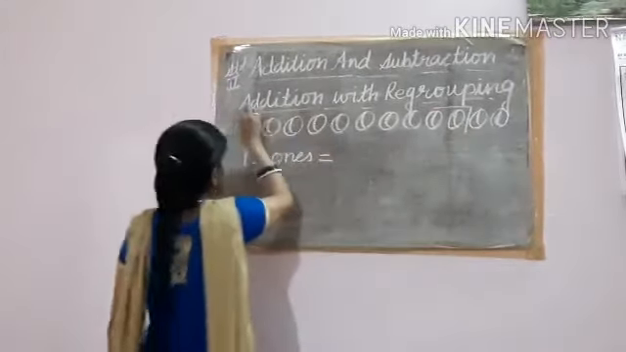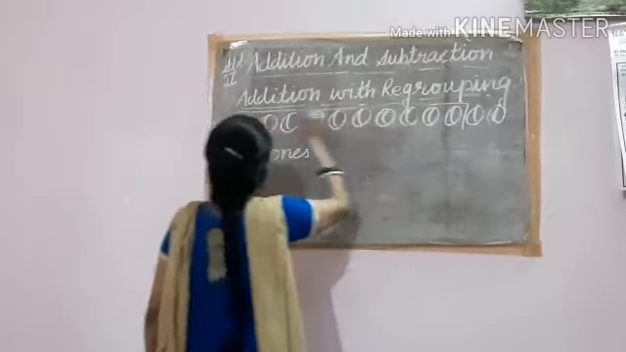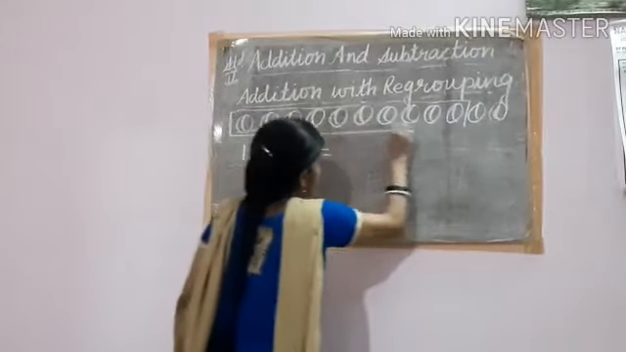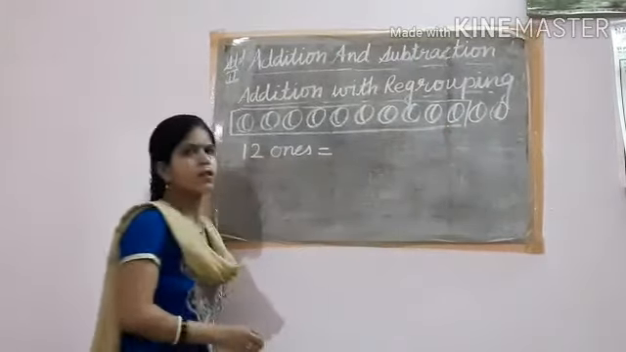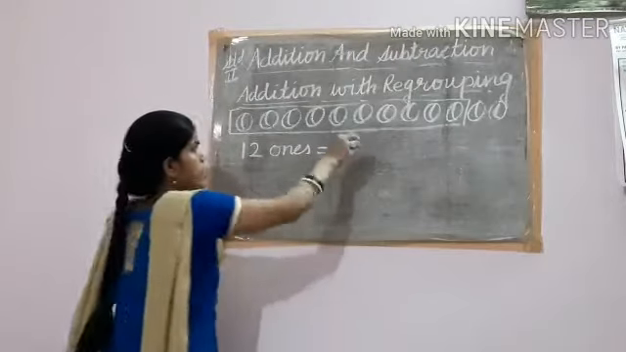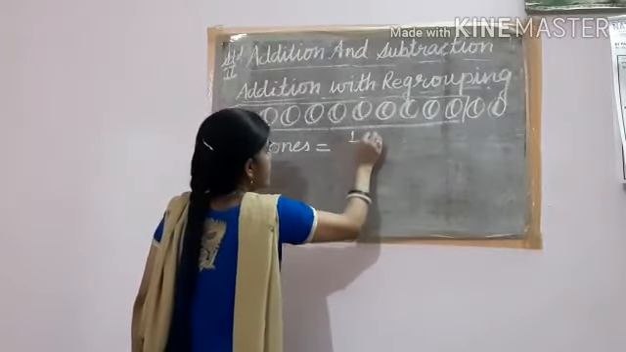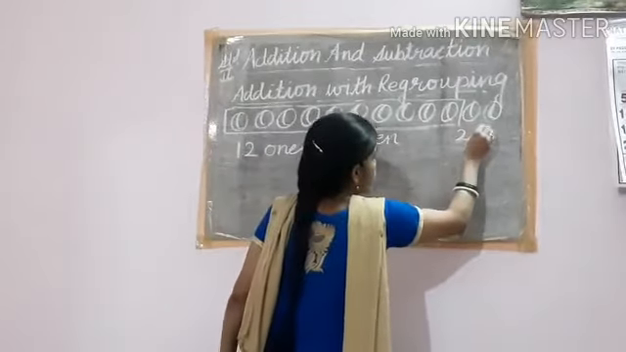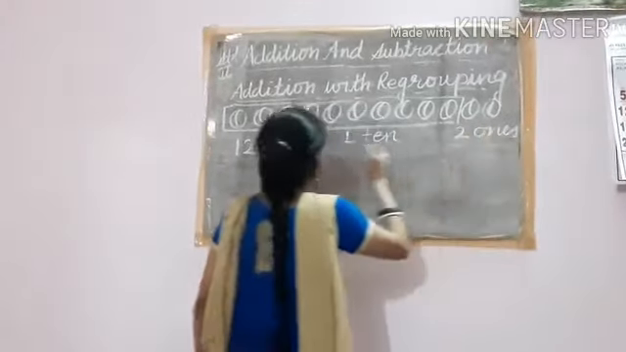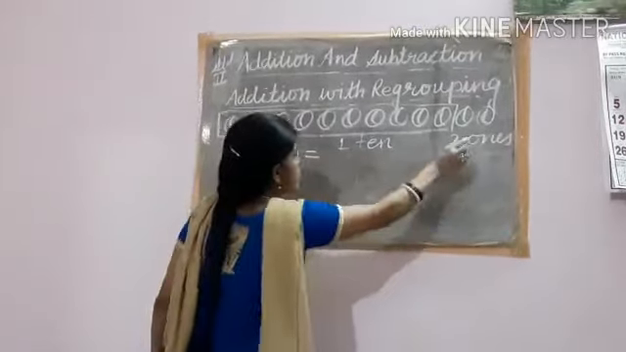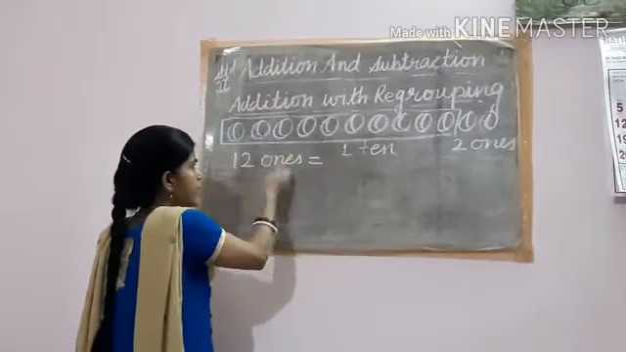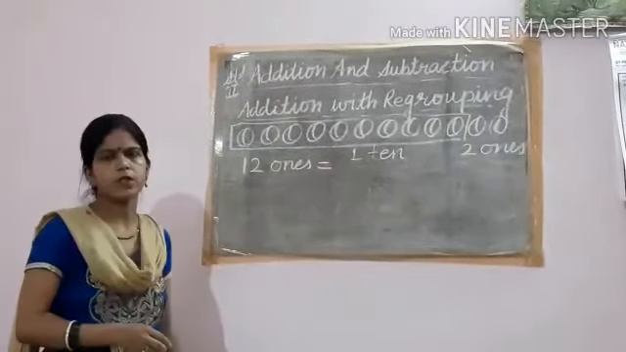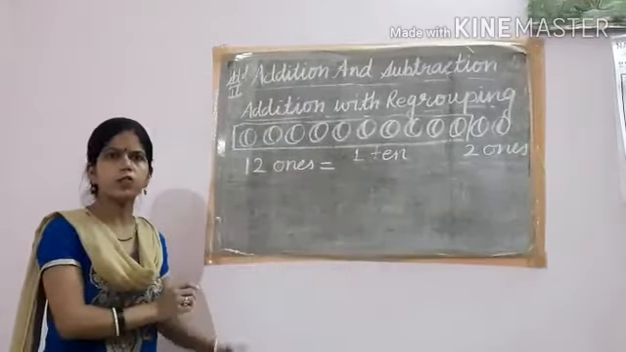This 10 I am keeping in one group, and these two are ones. So here I can say 1 ten, and here 2 loose ones. So 1 ten plus 2 ones, that is also 12, and what I have written here is also 12 ones. So we are not going to change the number.